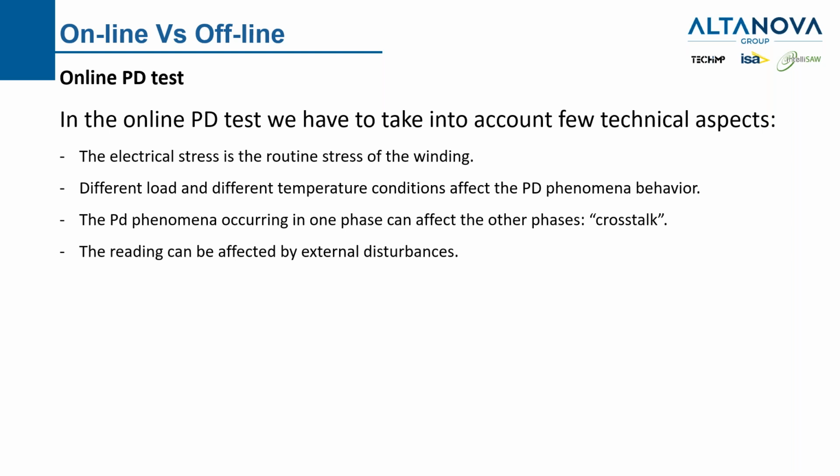With the online test, we may very easily have external disturbances. Those may be related to the electronics of the generator or to ongoing activities nearby, but everything is connected, so we can have this kind of disturbance.